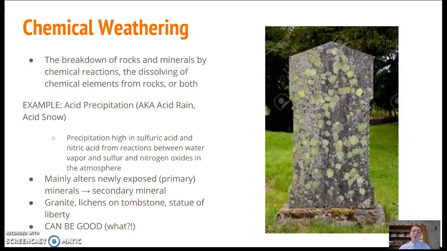So this sounds really negative, but it can actually be good. A perfect example of how acid precipitation is positive is its formation of granite. And we know through studies that granite is great at absorbing carbon dioxide from the atmosphere. So with acid precipitation, you get your good and your bad.